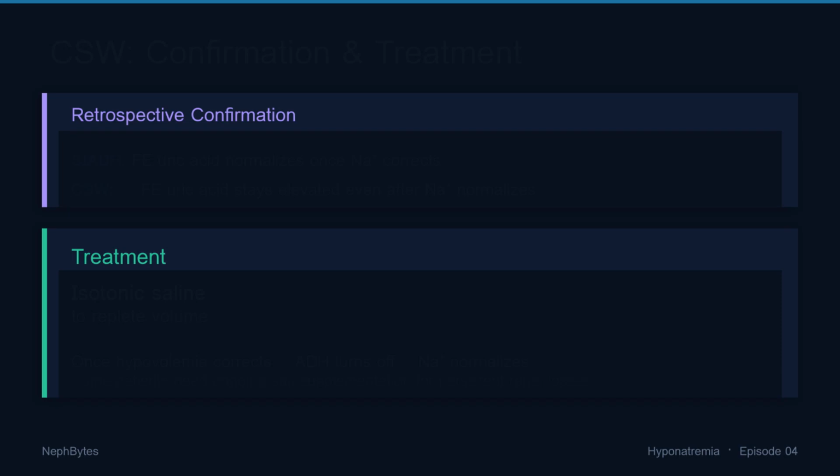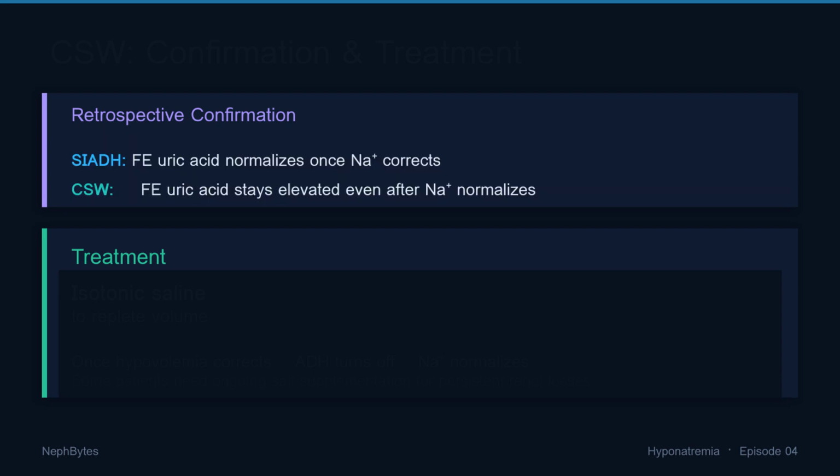In SIADH, the elevated fractional excretion of uric acid resolves once the hyponatremia corrects. In CSW, it stays elevated even after the sodium normalizes. That persistently elevated fractional excretion of uric acid can help you confirm the diagnosis in retrospect, but it won't help you in the moment when you need to make a treatment decision.